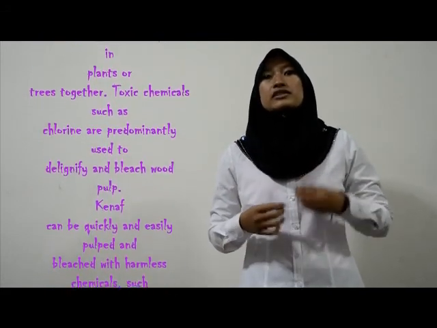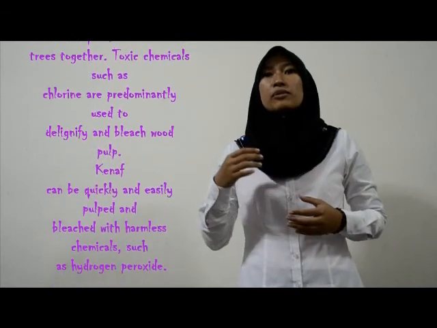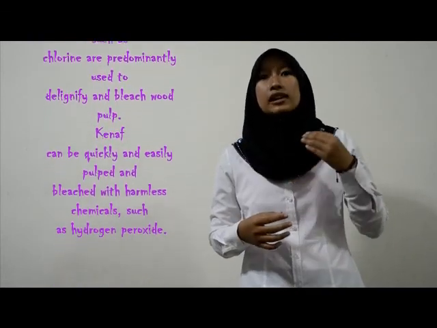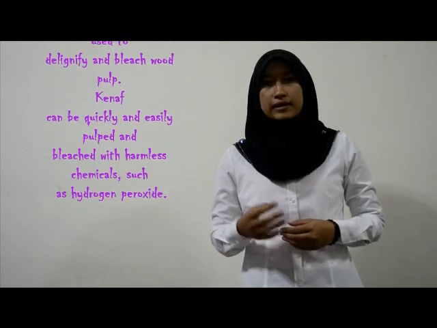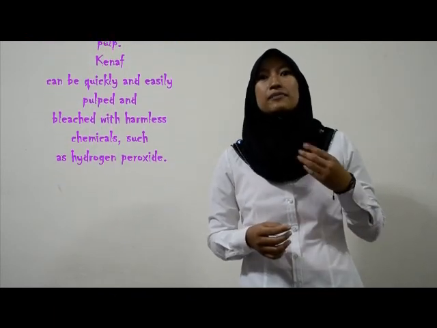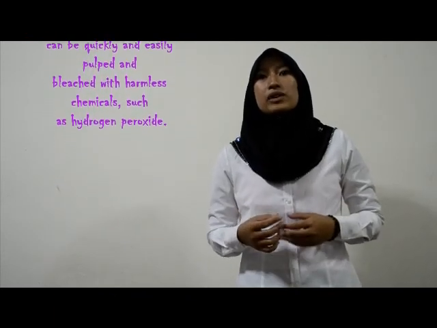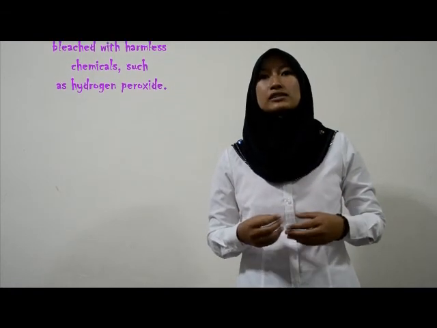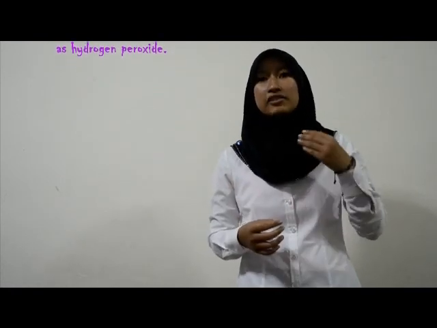Toxic chemicals such as chlorine are predominantly used to delignify and bleach wood pulp. Kenaf can be quickly and easily pulped and bleached with harmless chemicals such as hydrogen peroxide.